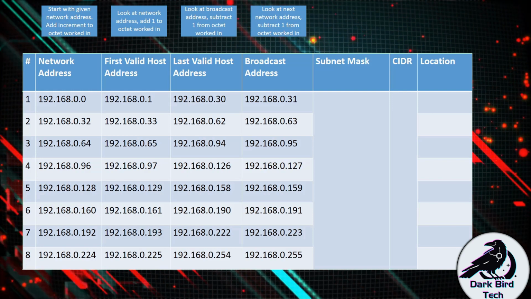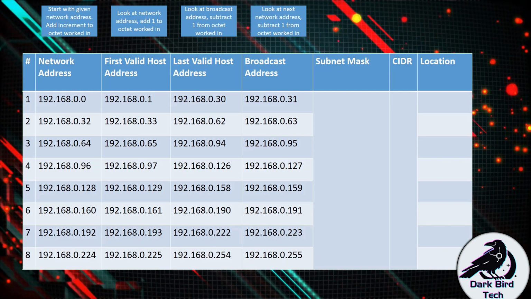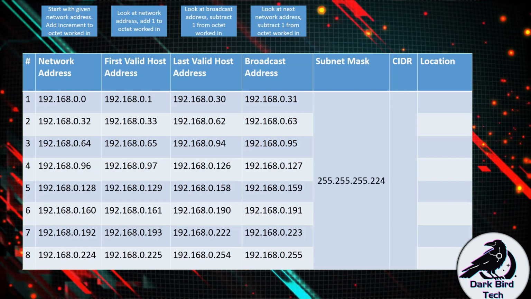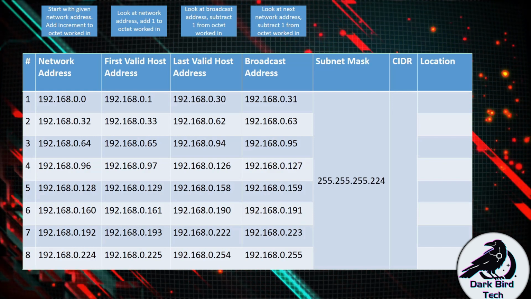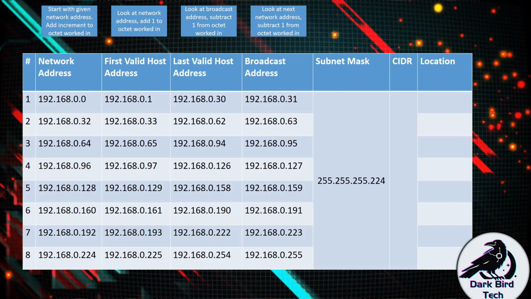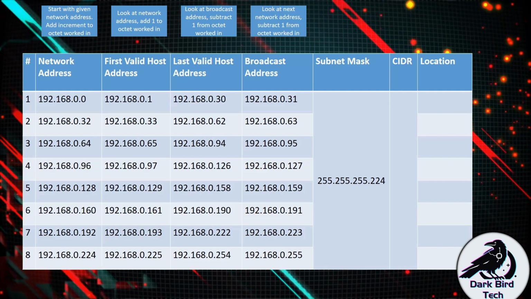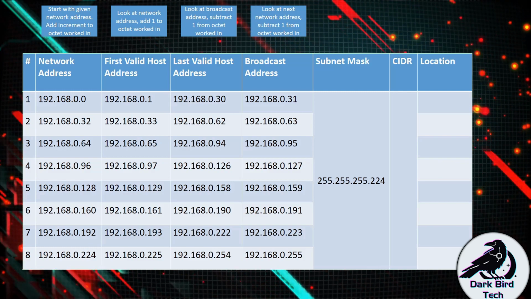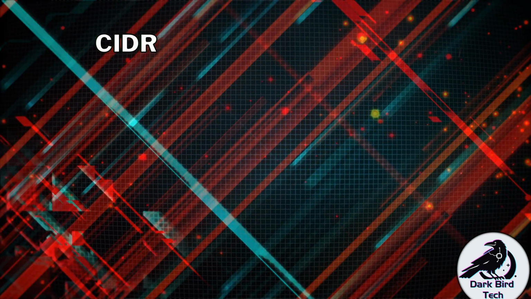Now, obviously, all of these 8 networks are not going to be existing with the original subnet mask. They exist with that new one we created, which was 255.255.255.224. All right, so the next column is the CIDR, or "cider" as it's normally pronounced. So what's it all about?